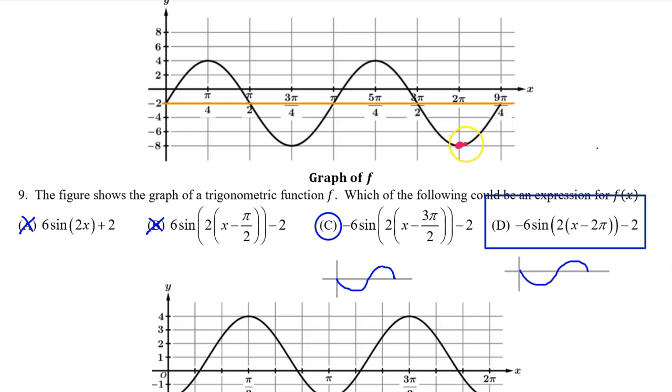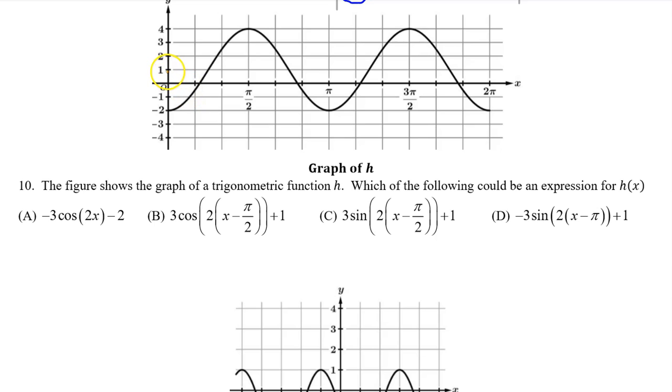So if I trace out one period of function f, I'm going to have to just continue the pattern. Okay, the rest of the pattern would go like this. This is the look of an upside down cosine function, not an upside down sine function. So that's why option D is wrong.